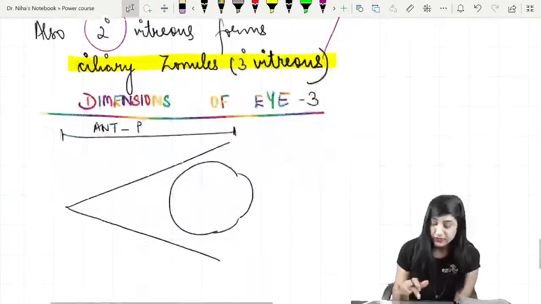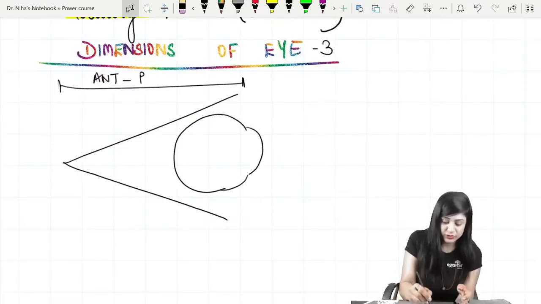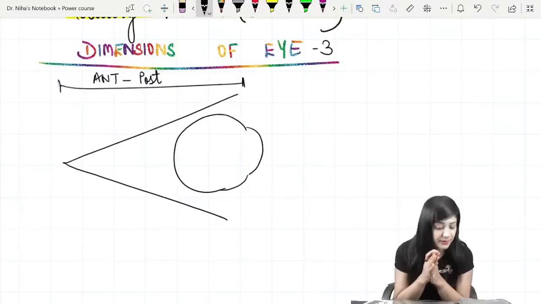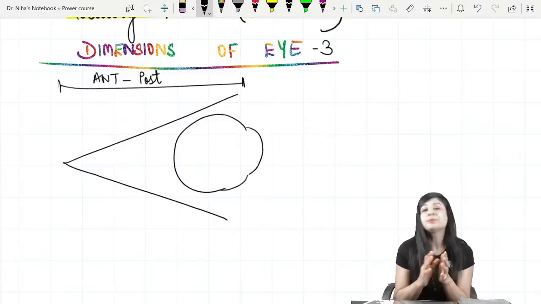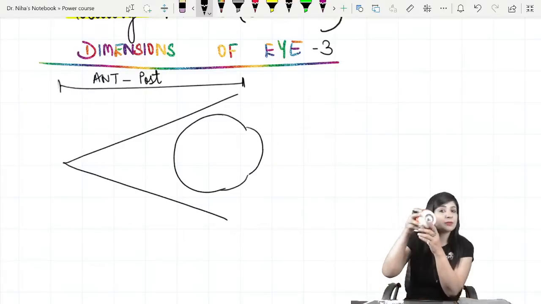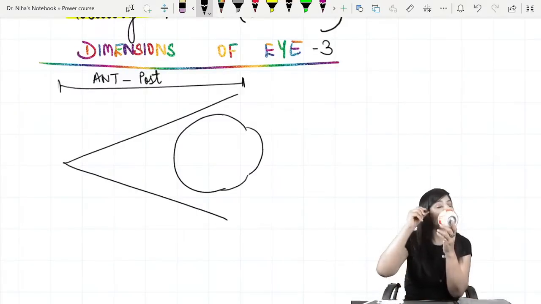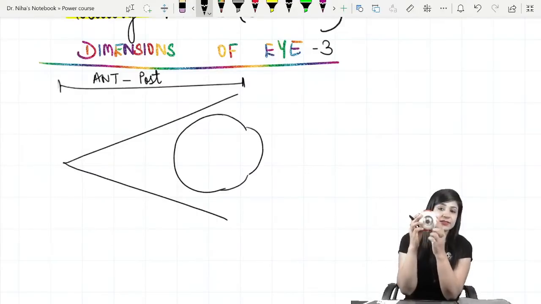Chalo. Now see the dimensions of the eye. This is antero-posterior. If you see it from the front, it is like this. One is this antero-posterior diameter, because orbits are antero-posterior. And then you can see here, one is this vertical and another is this horizontal.